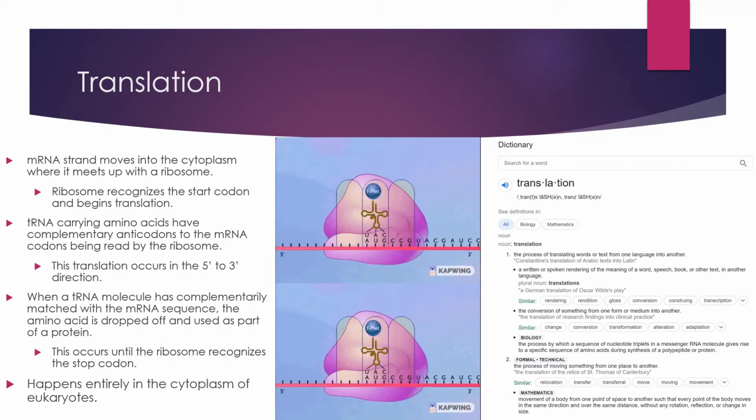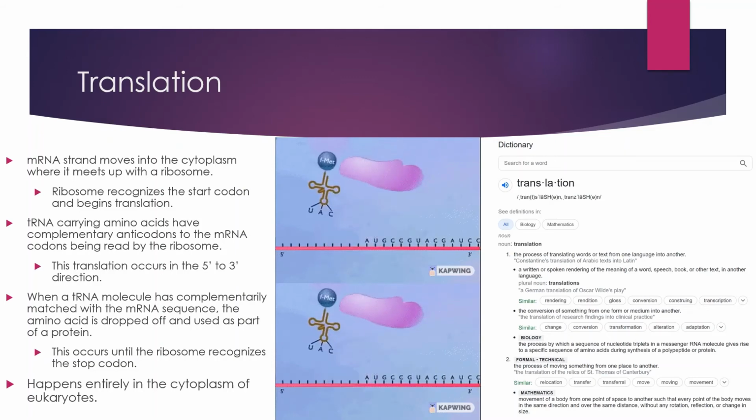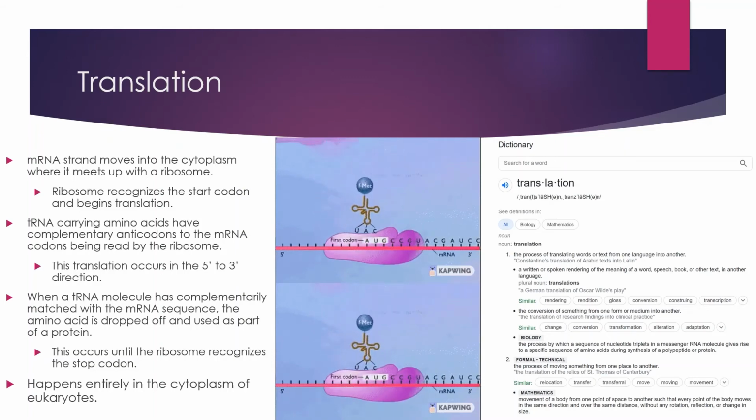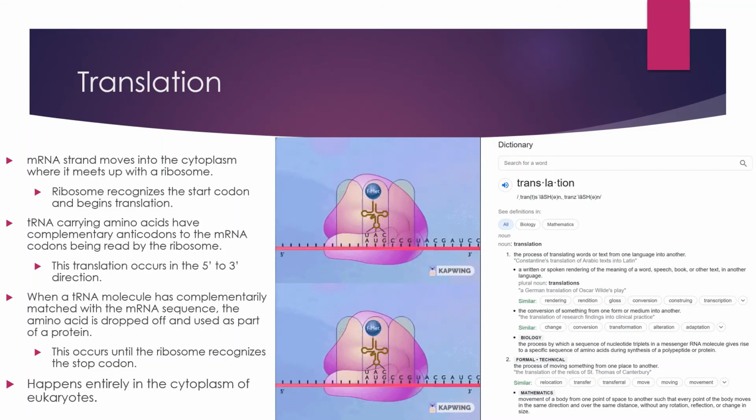When a tRNA molecule has complementarily matched with the mRNA sequence, the amino acid is dropped off and used as part of a protein. This occurs until the ribosome recognizes the stop codon. Again, different from the terminator sequence. This all again happens entirely in the cytoplasm of eukaryotes.